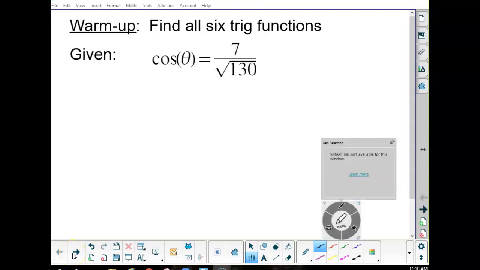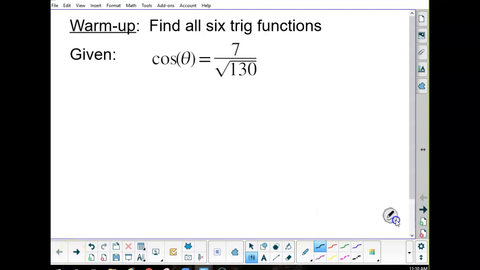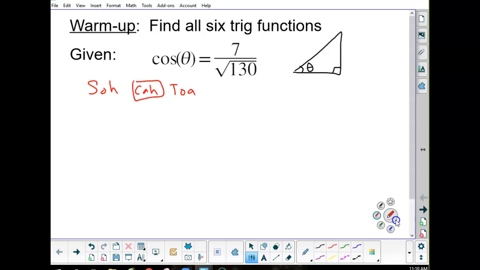And one of the things you could do is start by drawing a picture here. Now, when we ask for trig functions, we give you theta. Theta is always our angle, and it's a right triangle. Now, they tell us the cosine ratio. So if you think of SOHCAHTOA, we already have cosine, and cosine is the ratio of adjacent over hypotenuse.